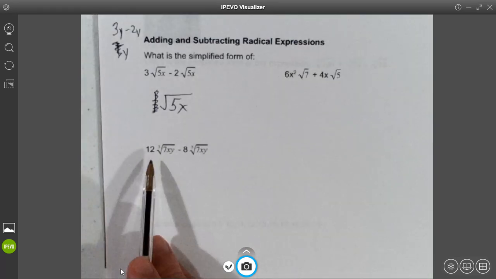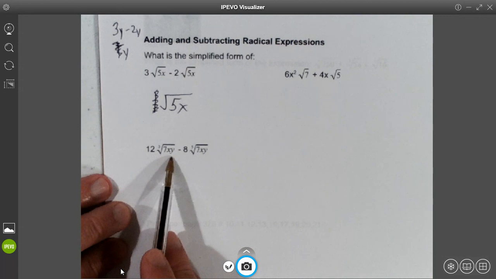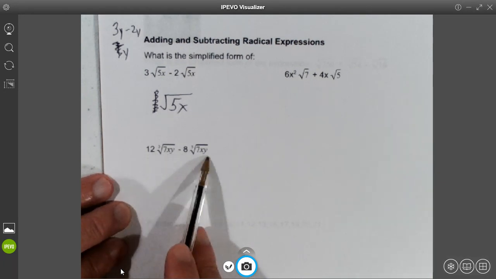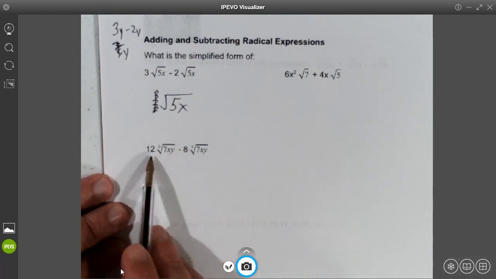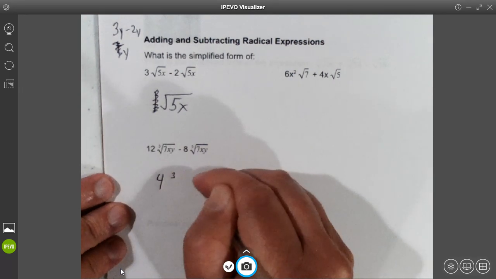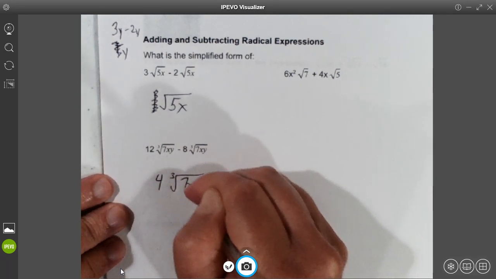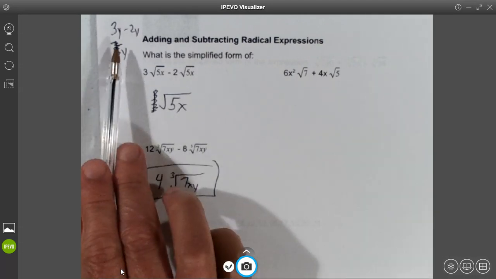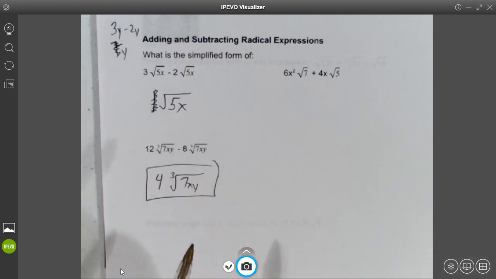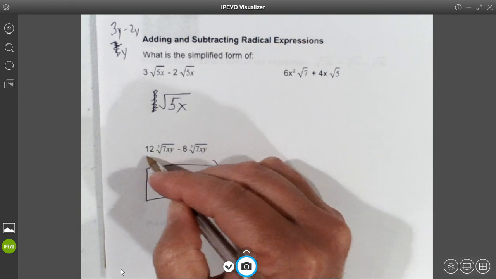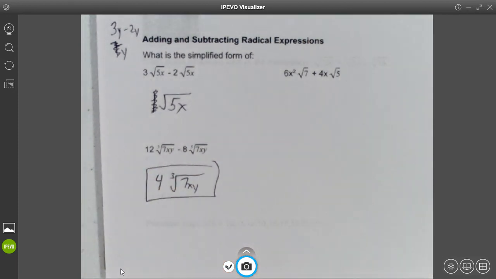Here, I've got 12 times the cube root of 7xy minus 8 times the cube root of 7xy. They are like radicals, same radicand, same index, so I can simply combine by doing 12 minus 8, and I get 4 times the cube root of 7xy. So adding and subtracting like radicals is just like adding and subtracting like terms. I know the two we did were both subtraction, but if this would have been an addition sign here, it simply would have been 20 times the cube root of 7xy.